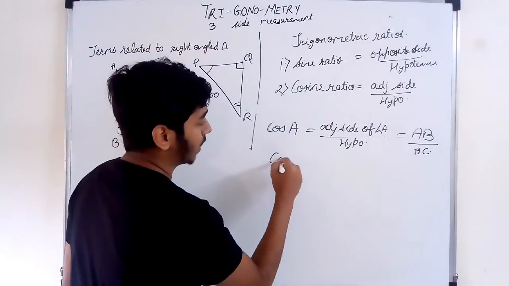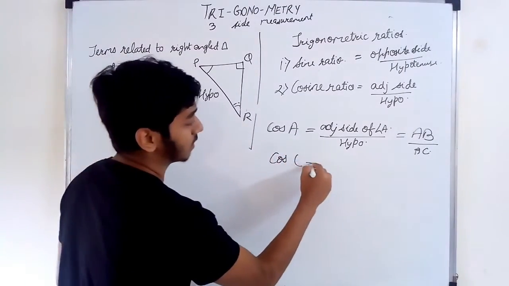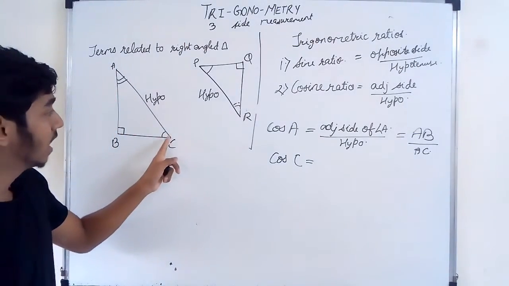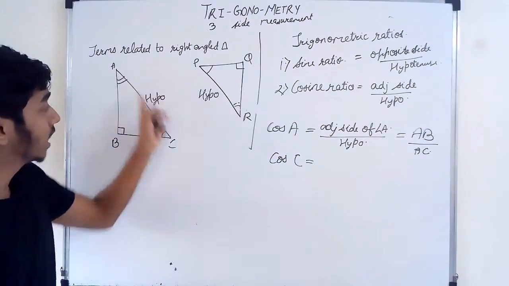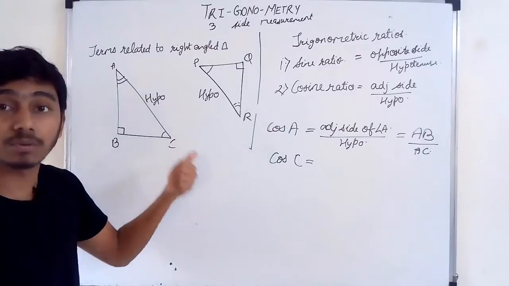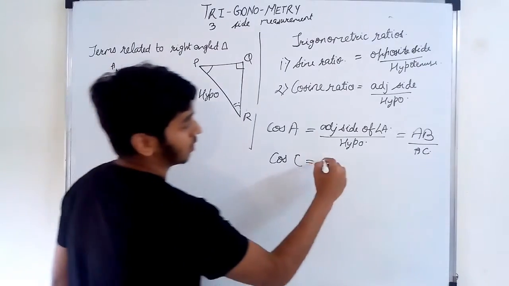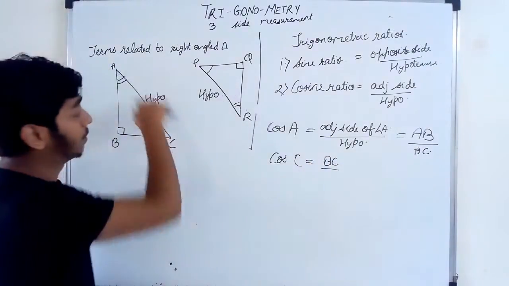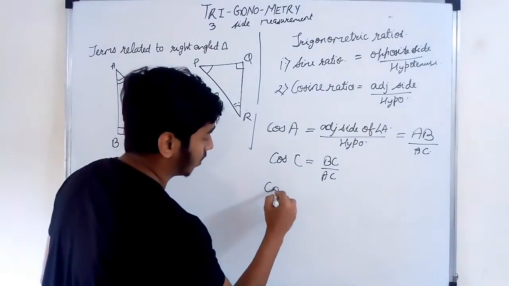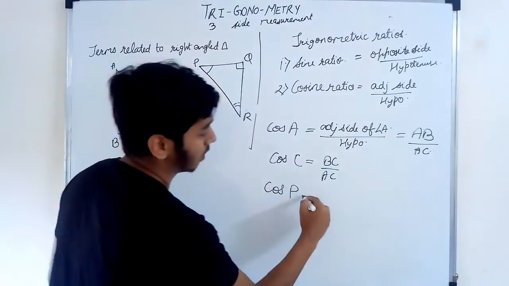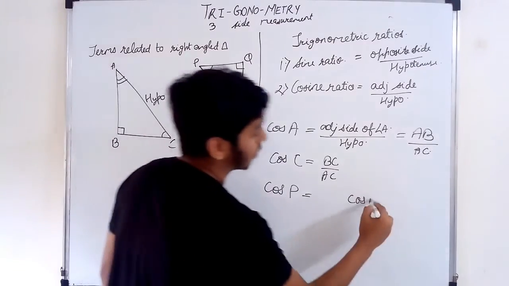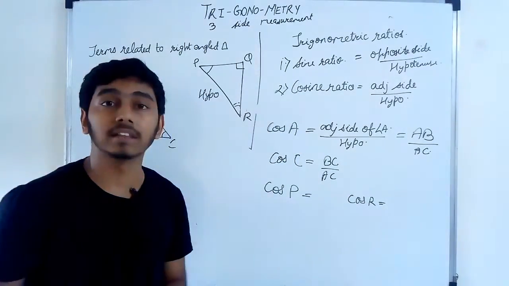Now, let's find cosine C. Let's directly find this without wasting time. So cosine C is, the adjacent side of C is what? It can be AC or BC. But can I take AC? No, because it's the hypotenuse, you know that. Therefore BC. So it will be BC upon hypotenuse, which is AC. Okay. Now find cosine of P and cosine of R. So I want you to find this out.